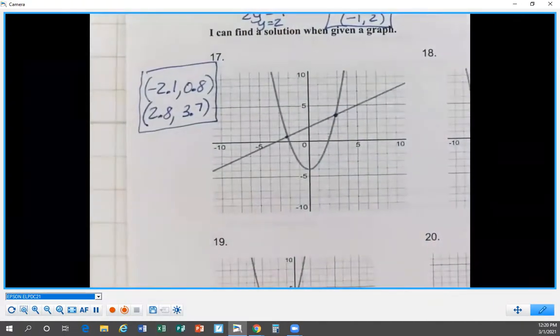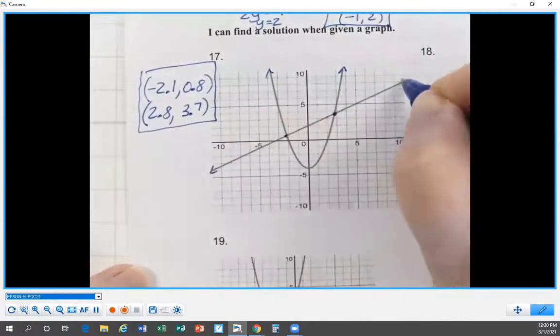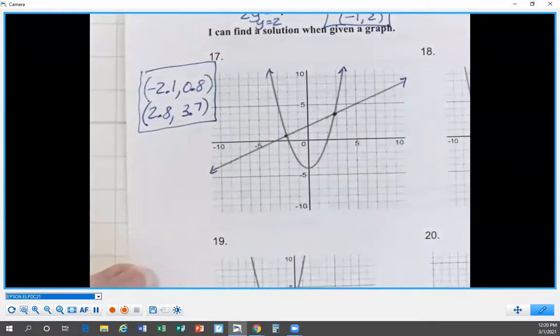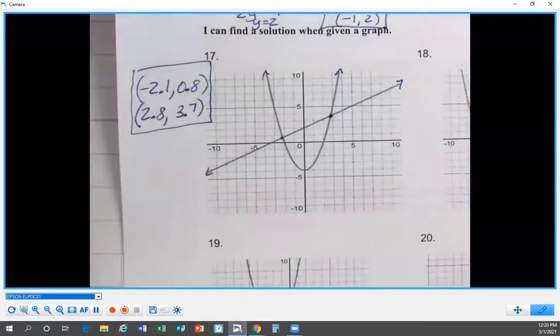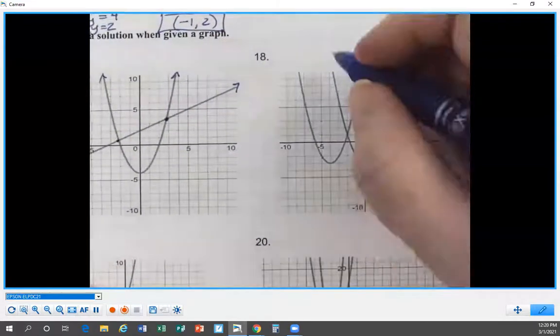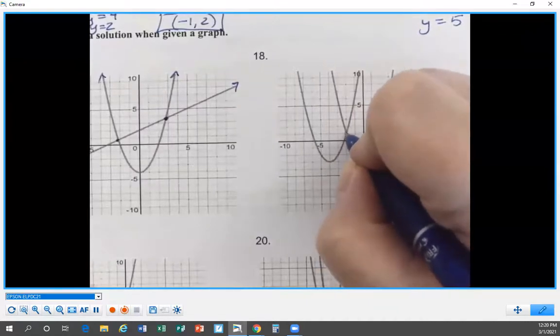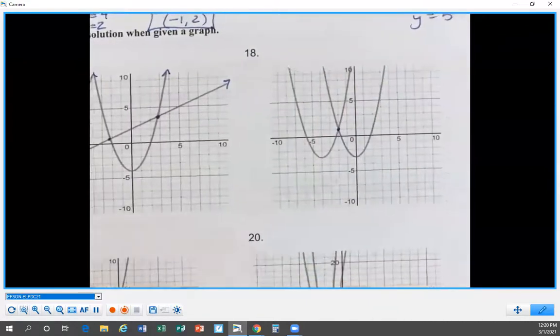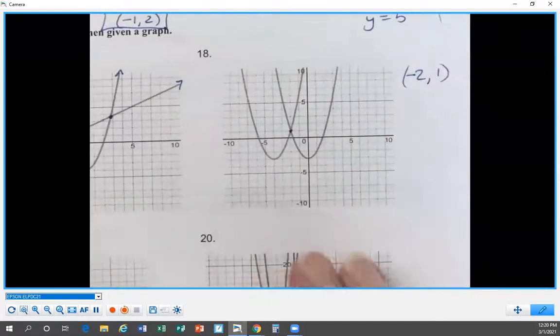Okay, so we have two solutions there. This shape is called a parabola. So the line intersects the parabola at 2 points. Okay, number 18, we have two parabolas, and these functions will just intersect each other once, and that's right at negative 2, 1. So negative 2, 1 is our point of intersection.